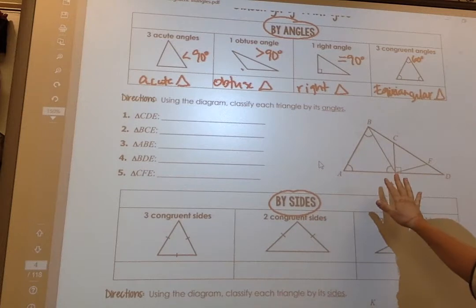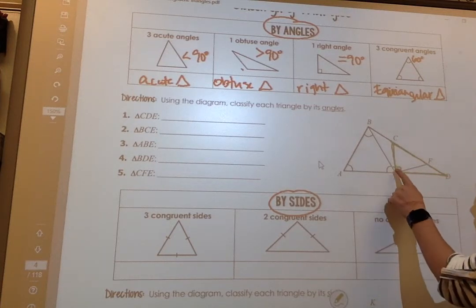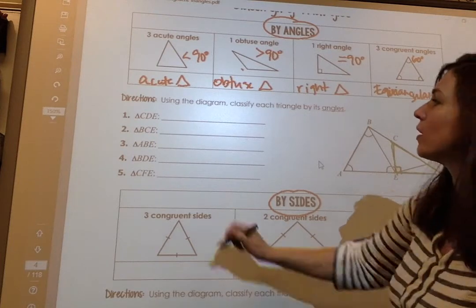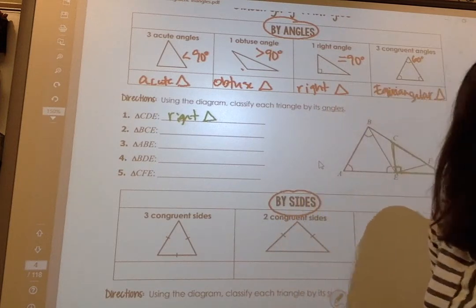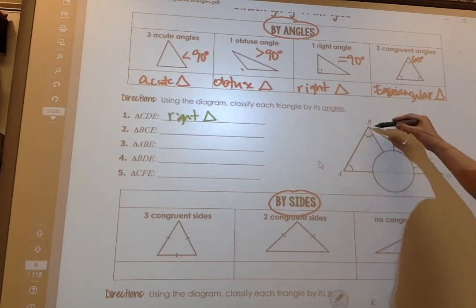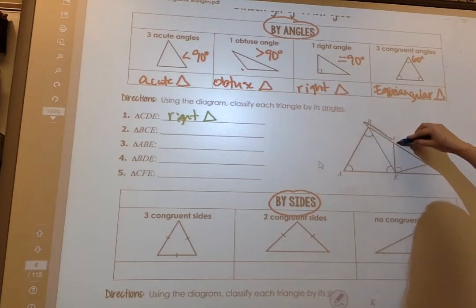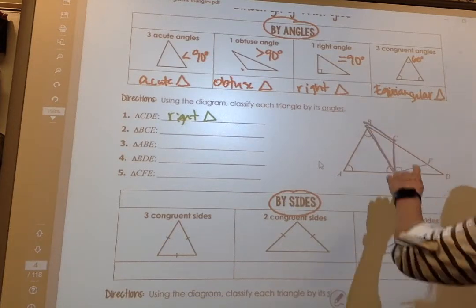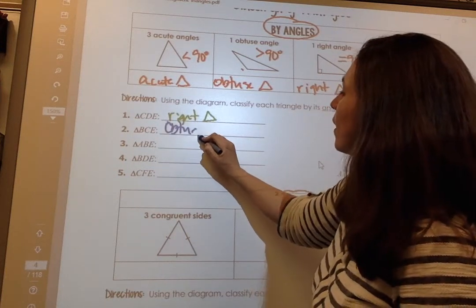If you look to this picture to the right, and I look at triangle CDE. So if I outline CDE and I see this triangle, this right angle right here, I know this is a right triangle. And I can use that symbol to abbreviate for triangles. So that's a right triangle. If you look at BCE, you'll notice you have this one obtuse angle, so it makes it an obtuse triangle.